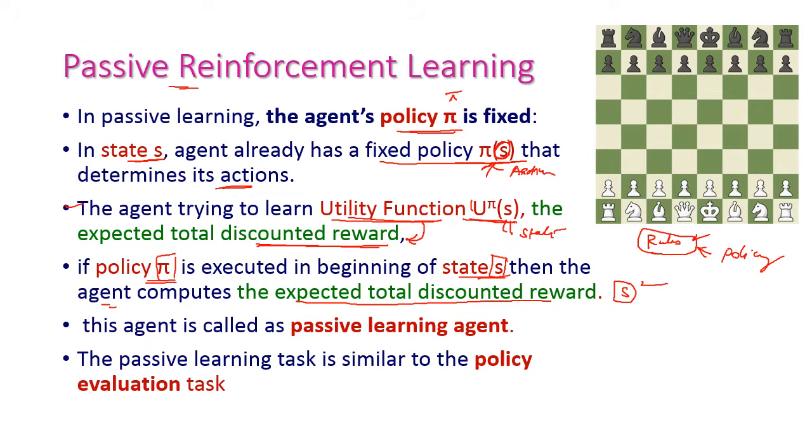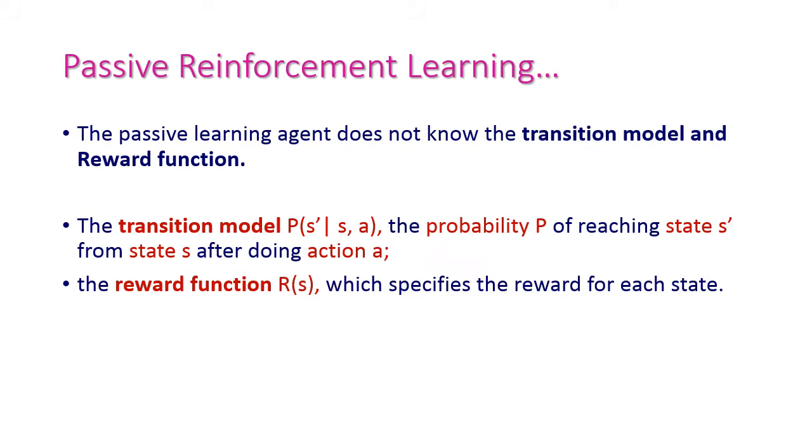Okay, and this particular agent is called a passive learning agent. This is called passive reinforcement learning. The passive reinforcement learning task is similar to the passive evaluation task. When it comes to passive reinforcement learning, the agent does not know the transition model and reward function.